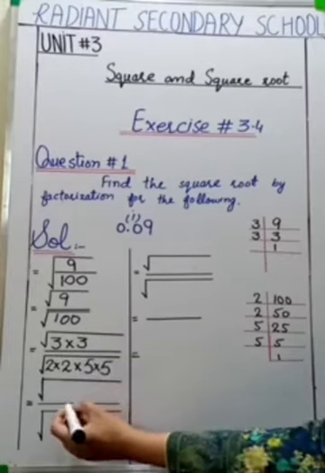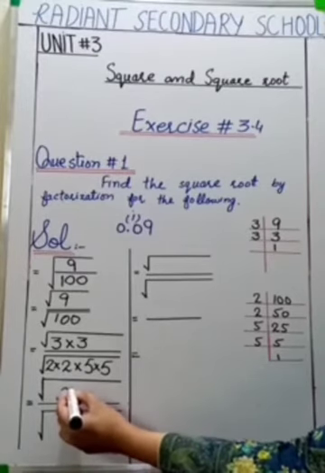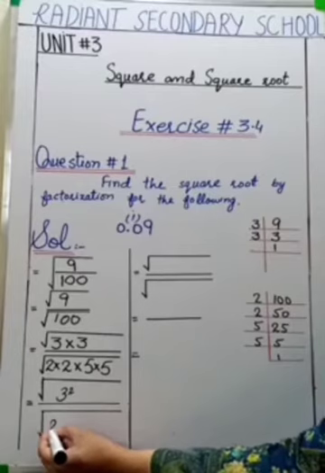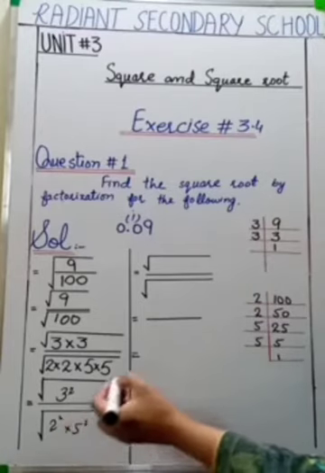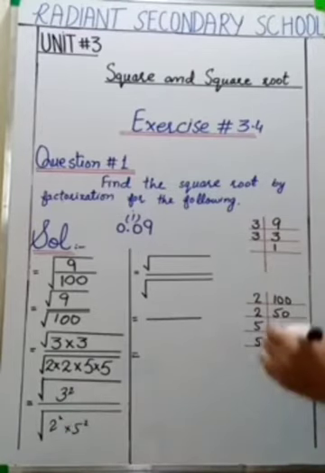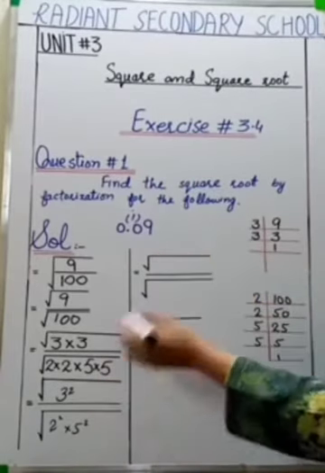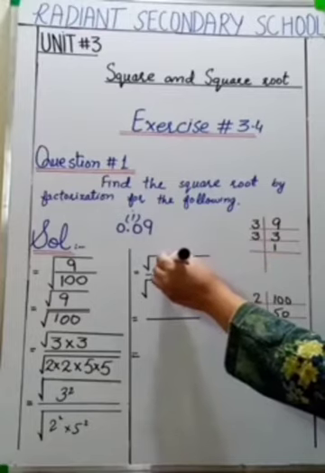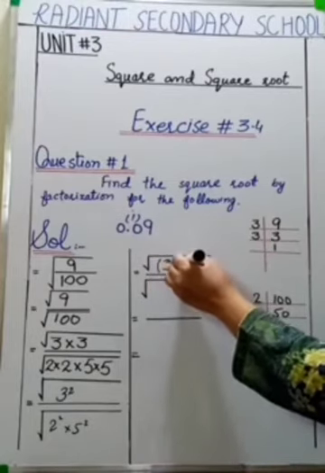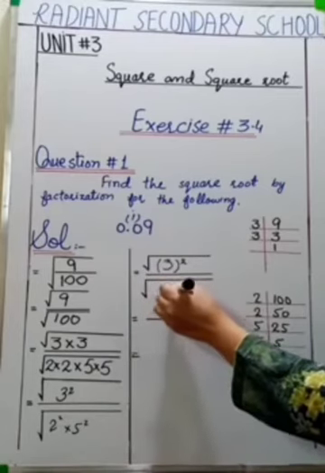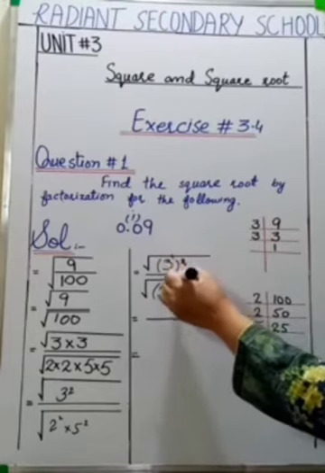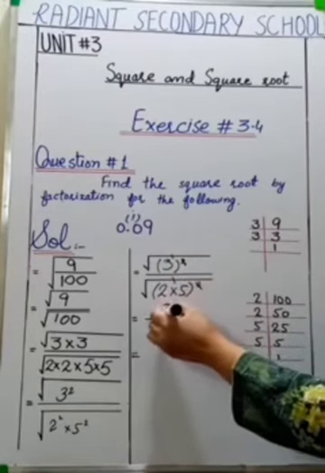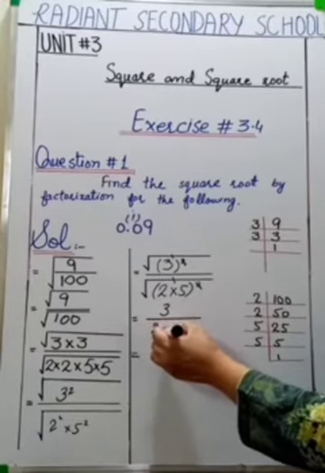In the next step, I will write them in square form, 3 square, then 2 square into 5 square. In the next step, I will take the square as common. In the upper square root there is only one number, so it will be like this, and under it 2 into 5 square, then cut the root with the square. It will be 3 over 2 into 5.